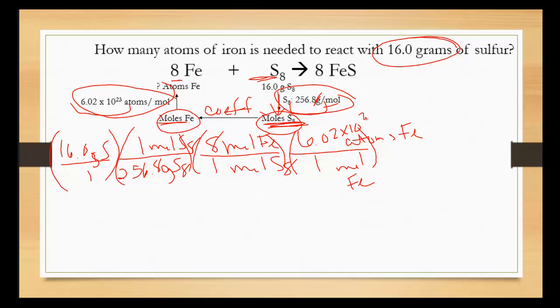Alright, so grams of sulfur cancel. The moles of sulfur cancel. The moles of iron cancel. We're left over with atoms of iron. Remember, what you're looking for will be on the top of the last line. So it's going to be 16 divided by 256.8 times 8 times 6.02 times 10 to the 23rd. That comes out to be 3.00 times 10 to the 23rd atoms of iron.